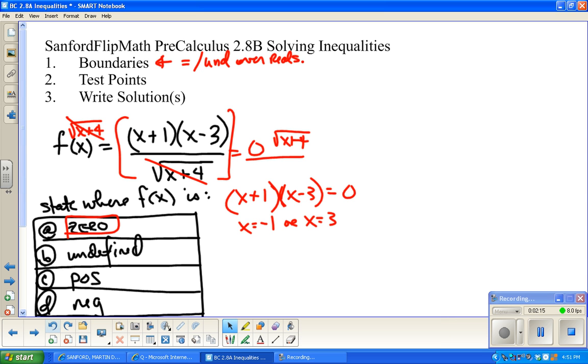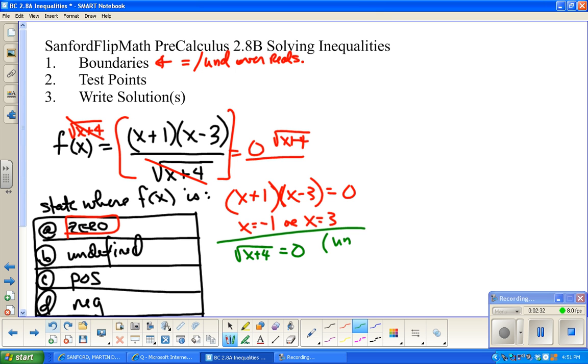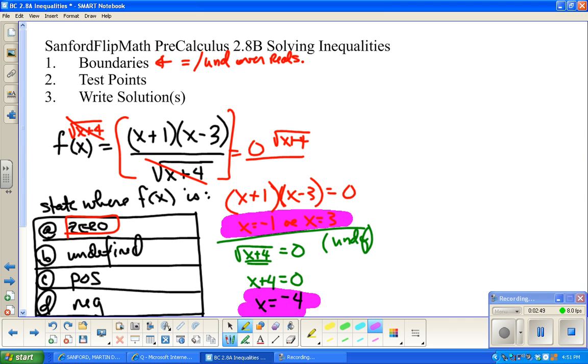Those are the values that make it equal to 0. The other concern is domain issues, values that make it undefined. I can't have the square root of x plus 4 equal 0, because that makes the whole fraction undefined. That happens when the inside is 0, which happens when x is -4. So this particular one, I'm actually going to have 3 boundaries this time: those 2 and that one.